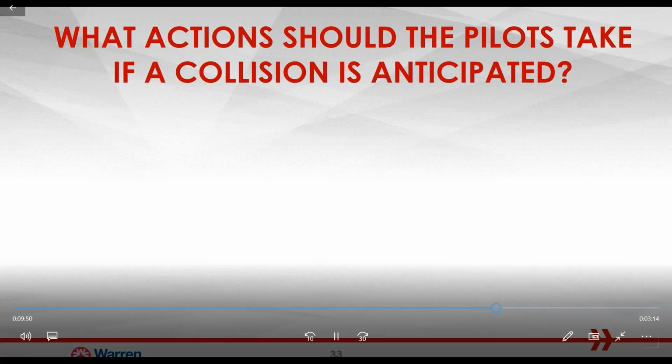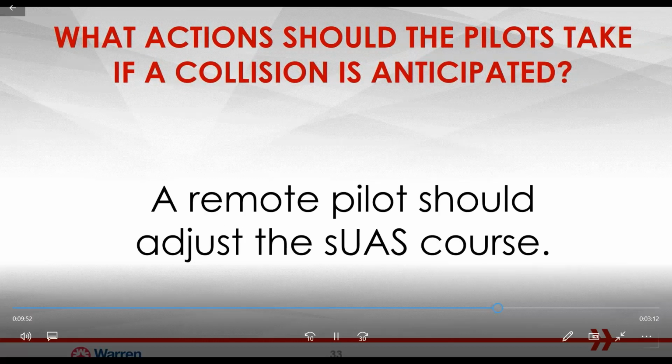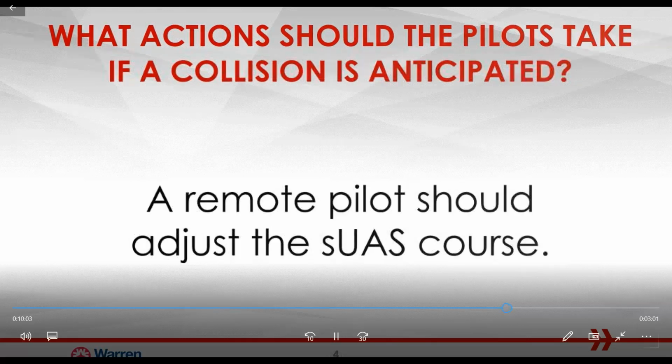What action should the pilot take if a collision is anticipated? You must adjust course. This is the only time you could go above 400 feet. You can deviate from the rules with the intent of avoiding an emergency or catastrophe.